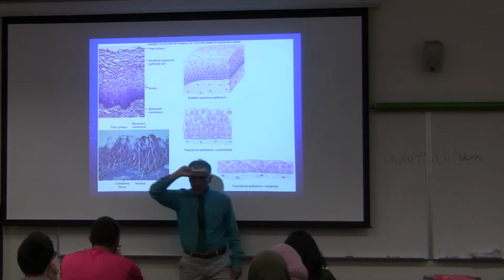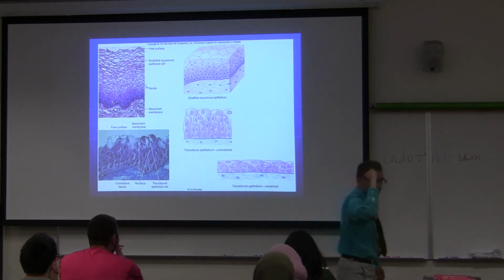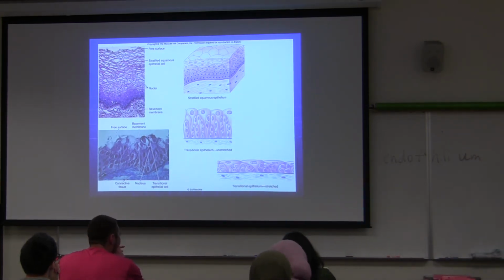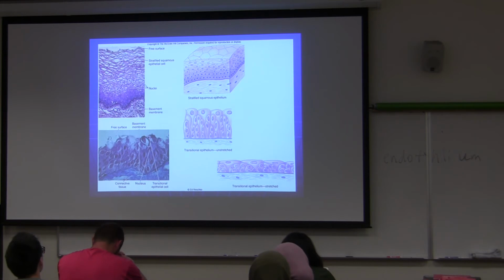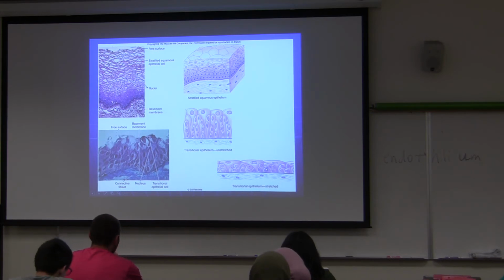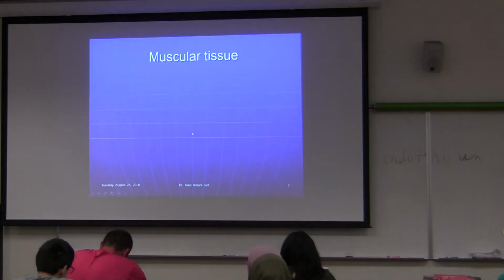Does it make sense? So if in the lab you see a slide that on top it's squamous, on the bottom is cuboidal, then you call it stratified cuboidal. Then here is explaining to you guys transitional, that the epithelial tissue in your bladder changes shape, and that's called transitional epithelial tissue. Here's another example of transitional, we have two transitional in here.